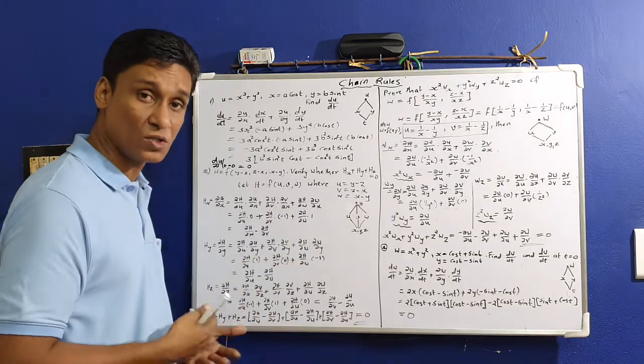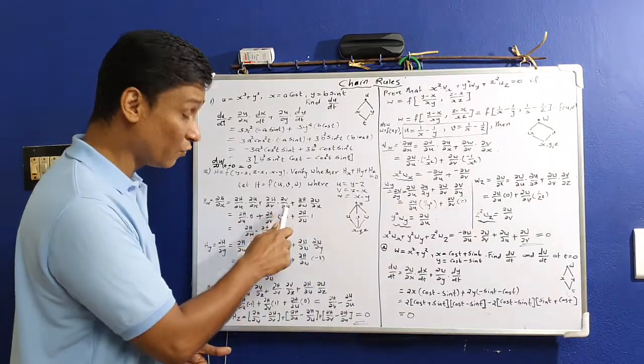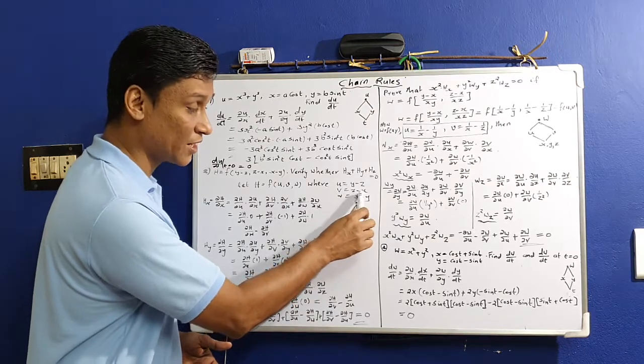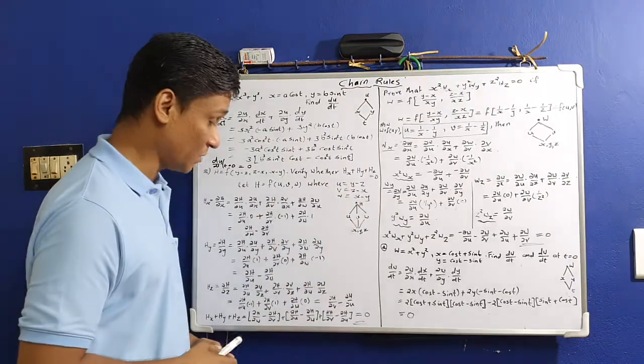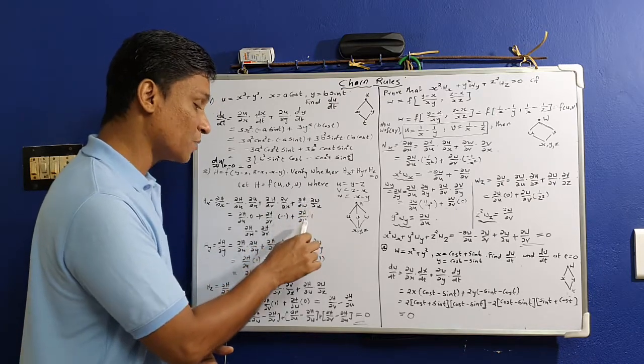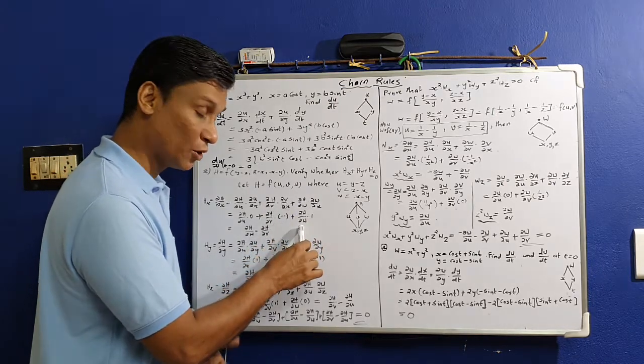Again, we don't know what ∂h/∂v is, but you know ∂v/∂x. ∂v/∂x is minus 1, since v is z minus x. So ∂h/∂v into minus 1 plus ∂h/∂w. ∂h/∂w we don't know.